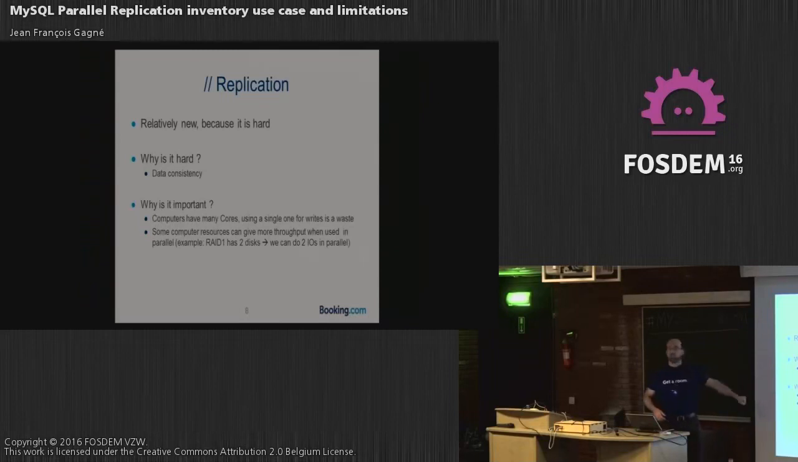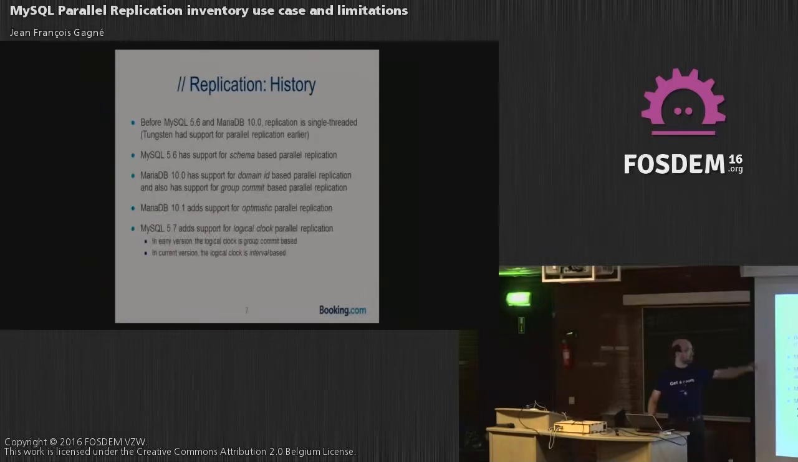The other reason why it's important is that some resources in a computer can give more throughput if you send them many queries. Just think about RAID 1. There are 2 disks in RAID 1. If you send a single read request, only one of those disks is working. You can serve 2 read requests at the same time with RAID 1. So parallel replication is important.